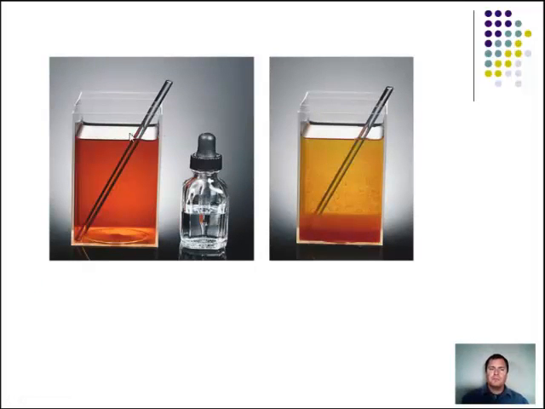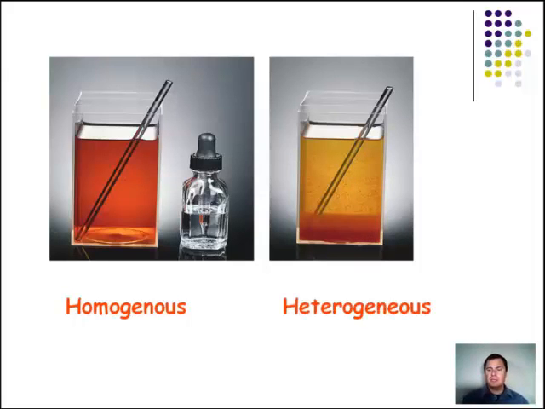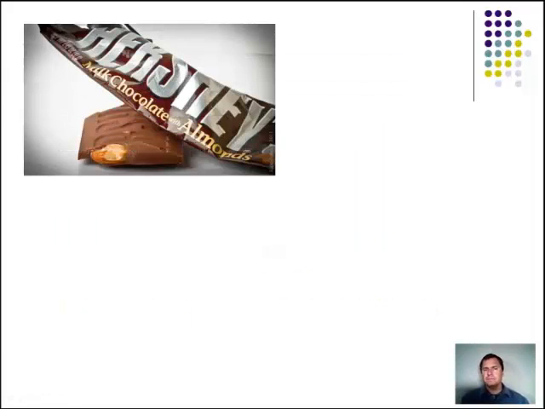Look at these pictures. The first one looks the same throughout. We don't see any different parts, so that's homogeneous. In the second one, we can see a distinct layer. We can see distinct parts in here. That's going to be considered heterogeneous. So we can classify matter just by looking at it.